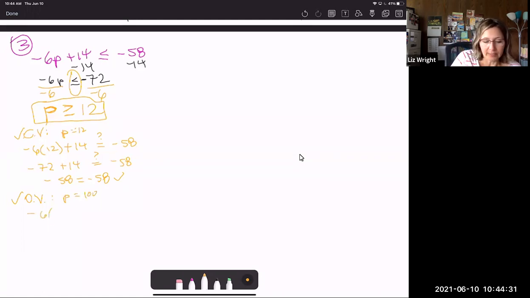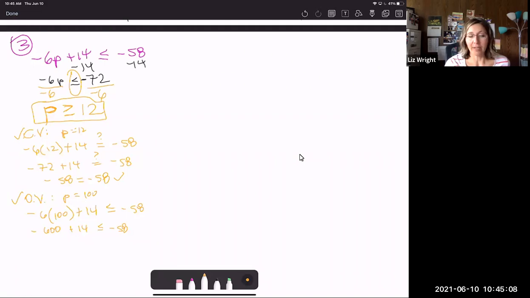So I'm going to do negative 6 times 100 plus 14. Is that going to be less than or equal to negative 58? And even at this step, I can say, oh, definitely, because we're going to get negative 600 plus 14. And is that going to be less than negative 58? Absolutely, because we're going to get negative 600 and then we add 14 to it. So it's going to be negative 500 something, right? So you're going to say, yeah, that negative is much smaller than negative 58. And therefore that checks your inequality sign and it says true.